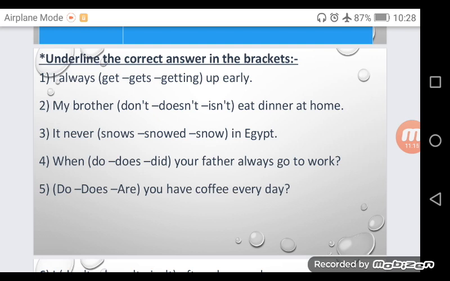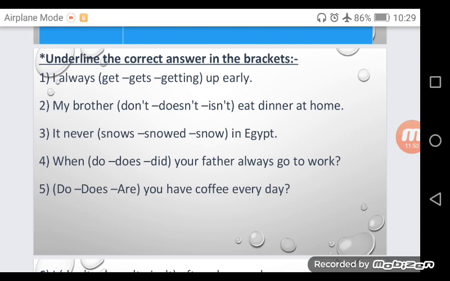What about 4? When do, does, did your father always go to work? Here we have 3 words: do, does, did, as helping verbs in the present simple for the question form. So we should look at the subject. The subject is your father. So we are going to choose does because it is in the present. When does your father always go to work?